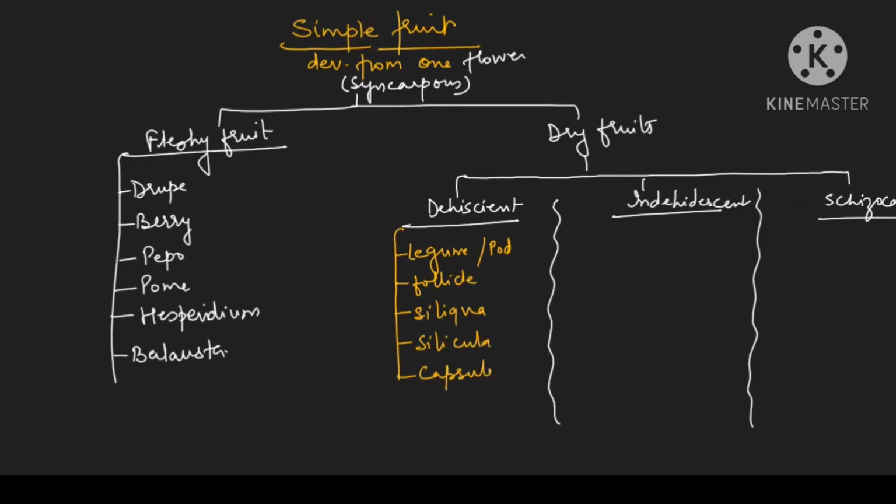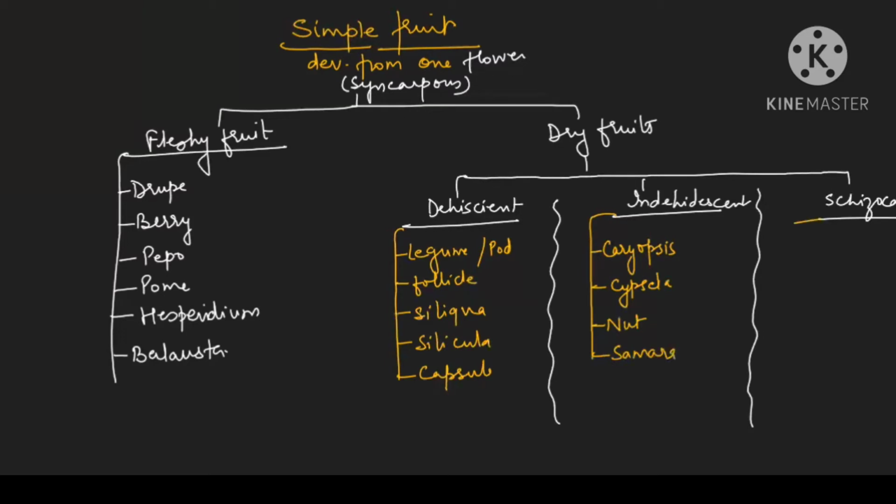The indehiscent types are caryopsis, cypsela, nut, and samara.